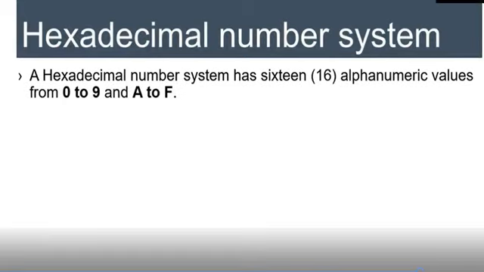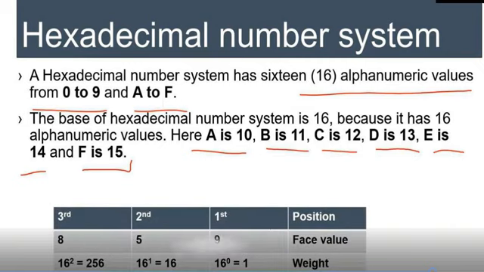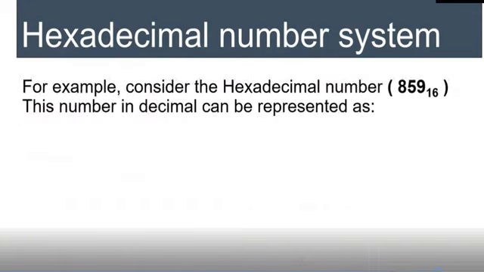Next is the hexadecimal number system. A hexadecimal number system has 16 alphanumeric values from 0 to 9 and A to F. The base of the hexadecimal number system is 16 because it has 16 alphanumeric values. Here A is 10, B is 11, C is 12, D is 13, E is 14 and F is 15. Why are these alphabets used? To reduce the number. Here are position, face value and weight for each and every digit, starting from 16 raised to 0, 16 raised to 1, 16 raised to 2, in this way.